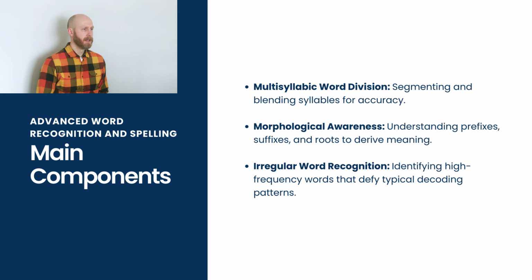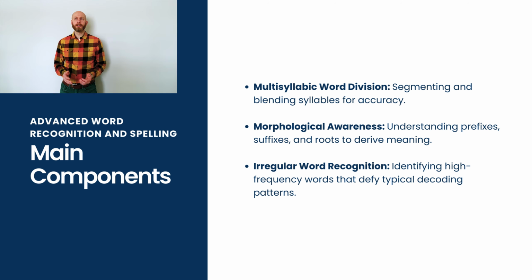The second is morphological awareness. Students learn to recognize and use word parts like prefixes, suffixes, and roots to decode and understand unfamiliar words. For example, understanding that re means again or back helps decode and comprehend words like rebuild and retrace. Morphological instruction also strengthens spelling by linking meaning to structure.